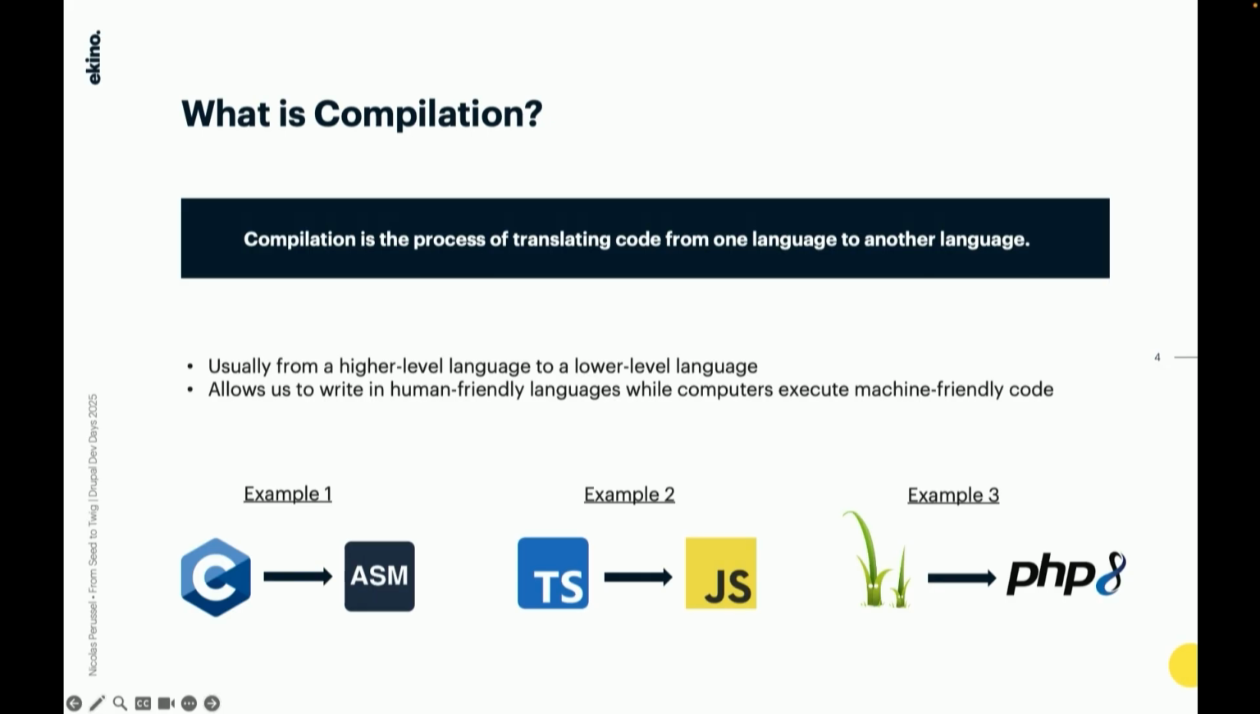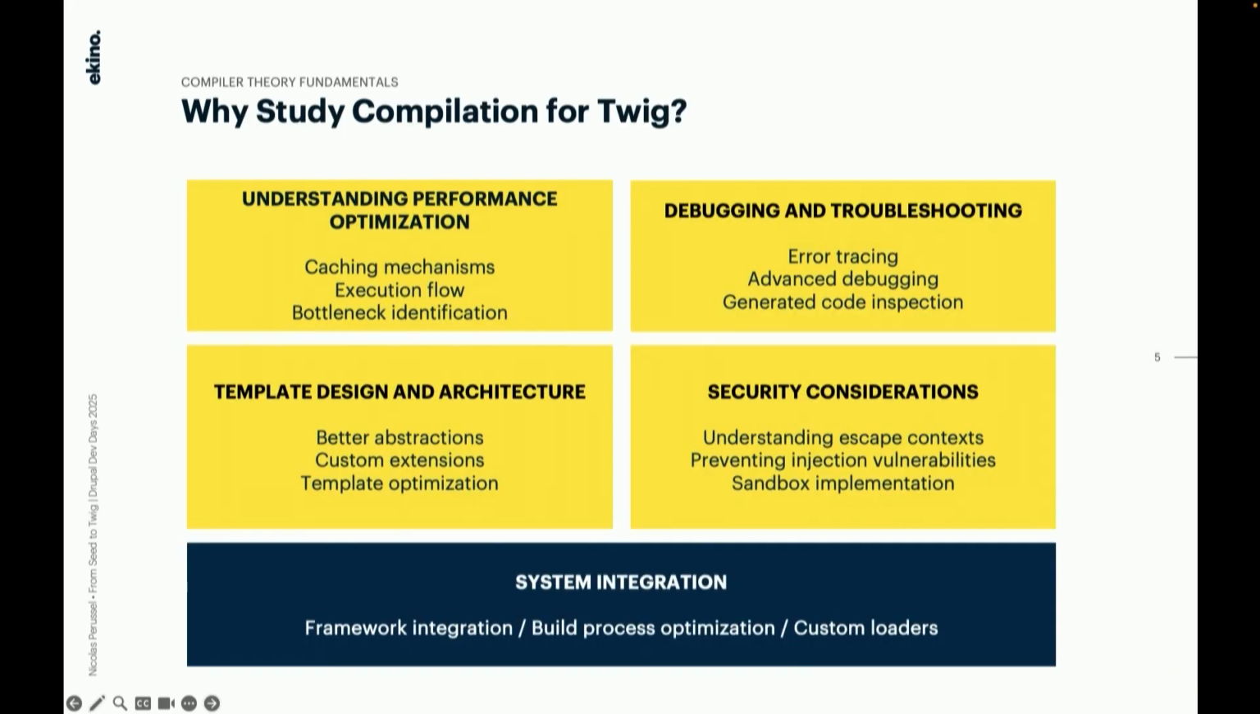Here are some examples. We have C, which is compiled to assembly. We have TypeScript, which is compiled to JavaScript. It's not really a compilation, it's a transpilation, but it's a subset of the compilation theory. It's not very important to know the difference between these types of compilation. And the last example is Twig. It's compiled to PHP.